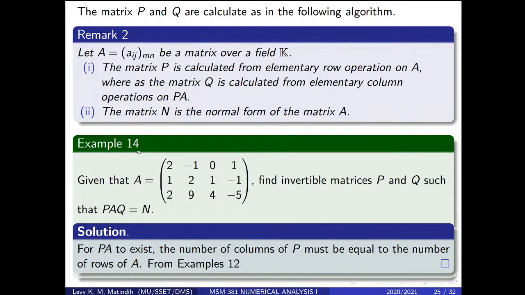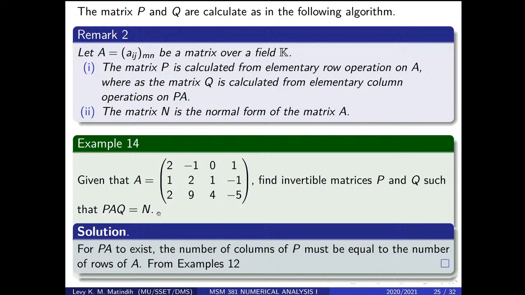In example number 14, we are saying, given that the matrix A has entries 2, negative 1, 0, 1, 1, 2, 1, negative 1, 2, 9, 4, negative 5, find invertible matrices P and Q such that the product PAQ is equal to the normal form of the matrix.